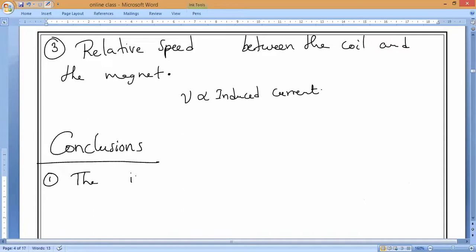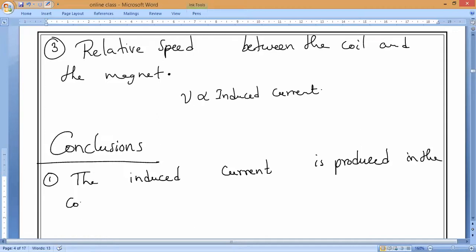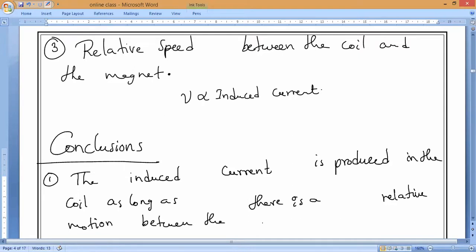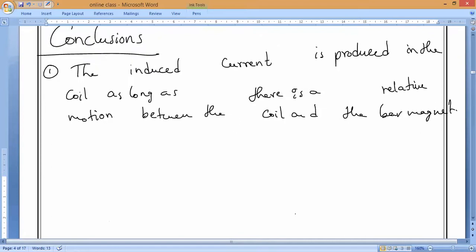Okay, so please all of you write. The induced current is produced in the coil as long as there is a relative motion. Relative motion between whom, Nitish? Relative motion between the coil and the bar magnet. That is the thing.